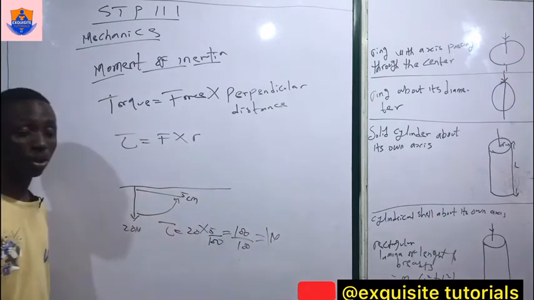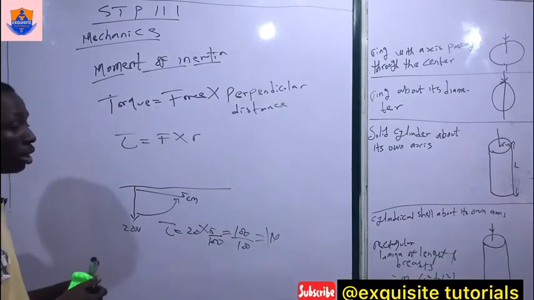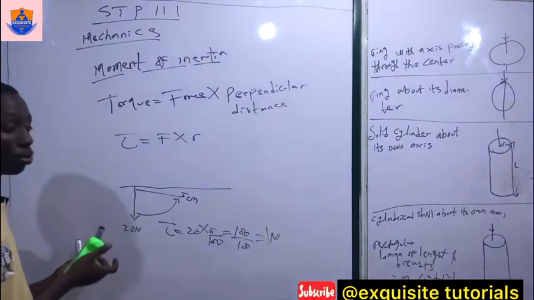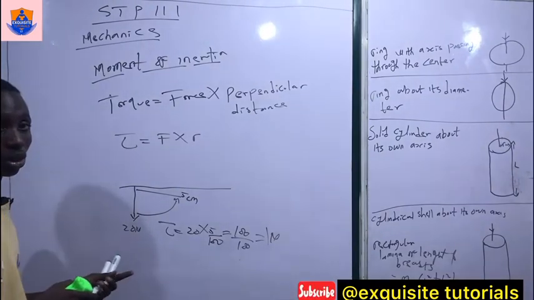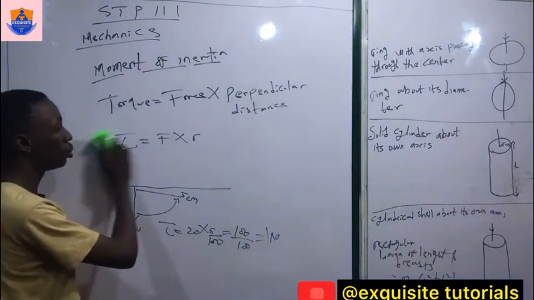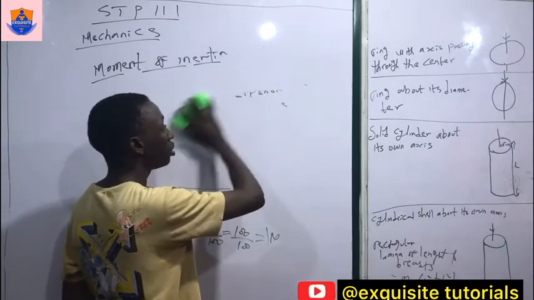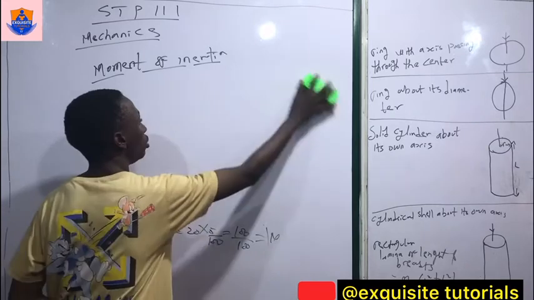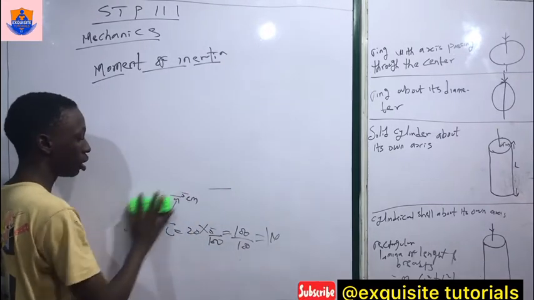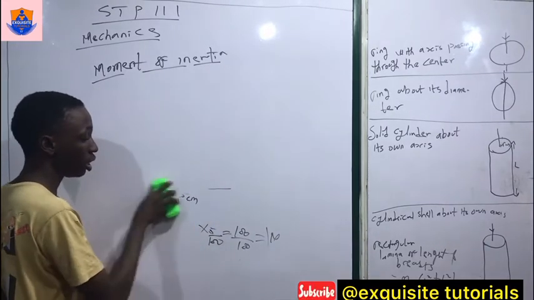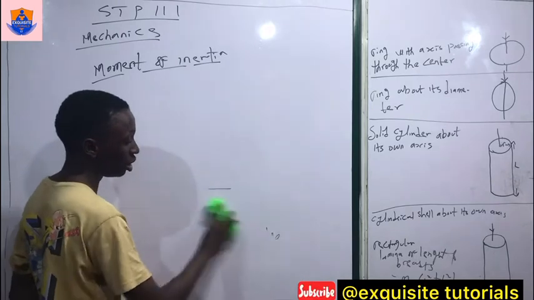The unit of torque is newton, just like the unit of normal force. So torque is also a force. Now note, moment of inertia is a scalar quantity because the direction has not yet been determined. So moment of inertia is relatively a scalar quantity.